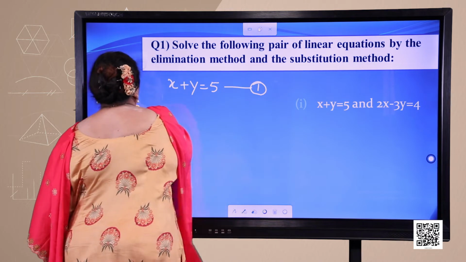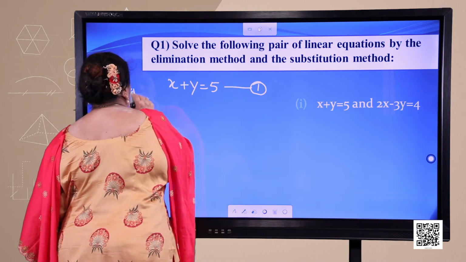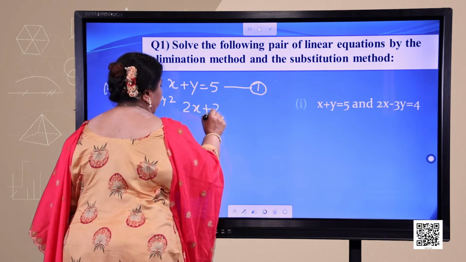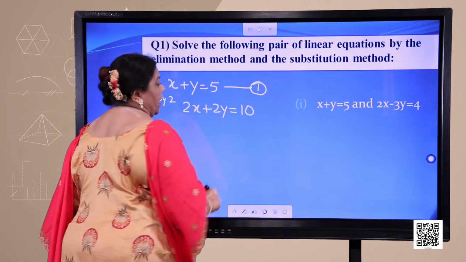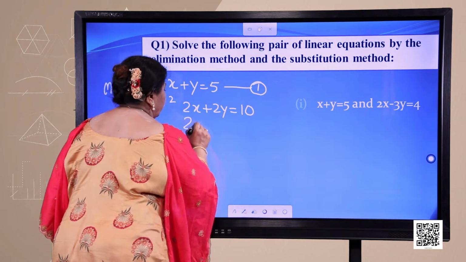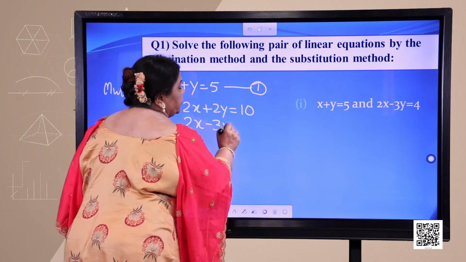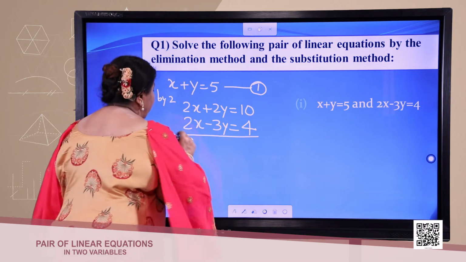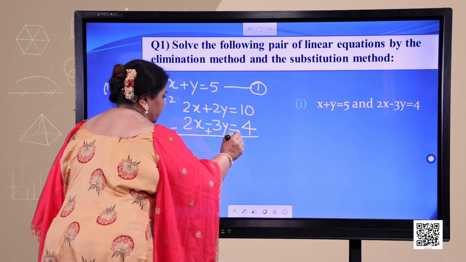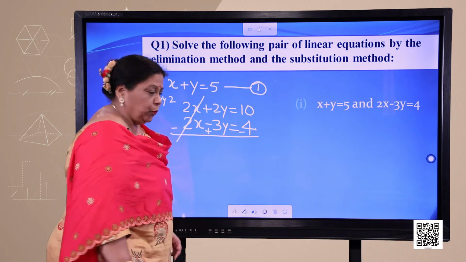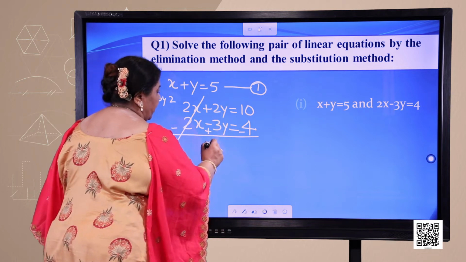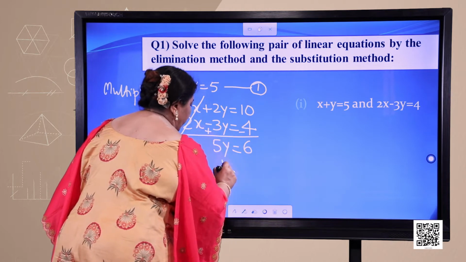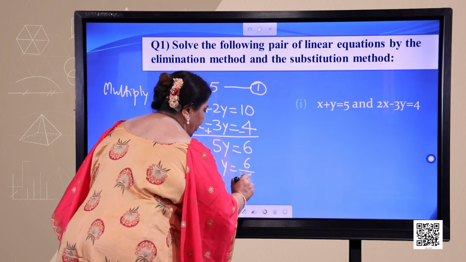Let me multiply this equation by 2. What do we get? 2x plus 2y is equal to 10. And the other equation with us is 2x minus 3y is equal to 4. Now, can you see the coefficients of x are same? I will be subtracting so that I will get rid of 2x. Here, what is 2y plus 3y? It is 5y is equal to 10 minus 4 is 6. So, value of y is 6 upon 5.